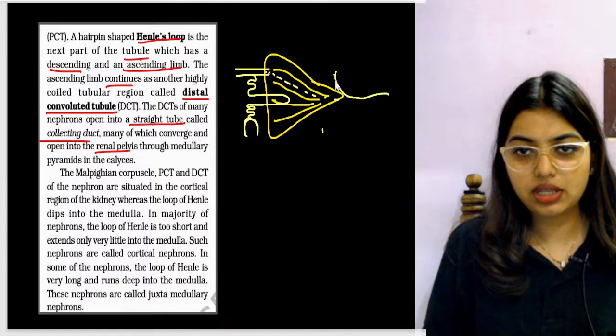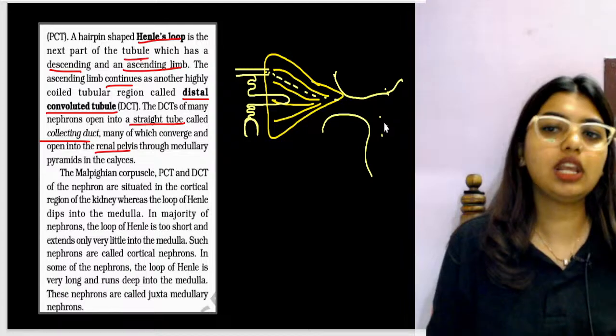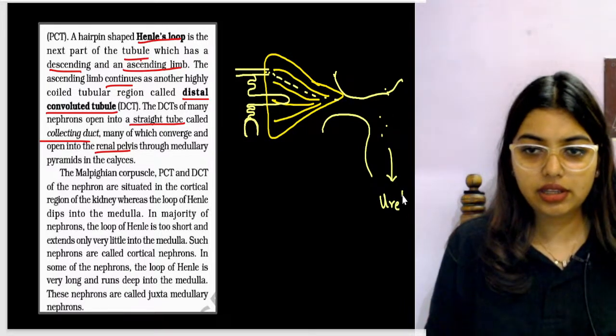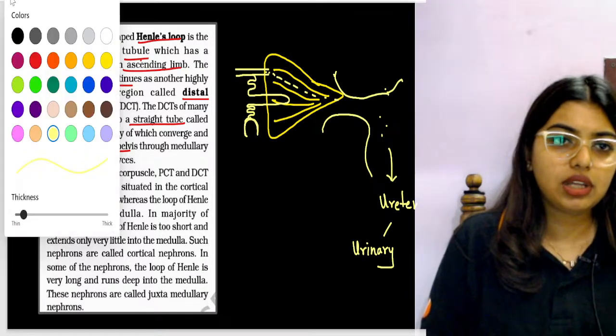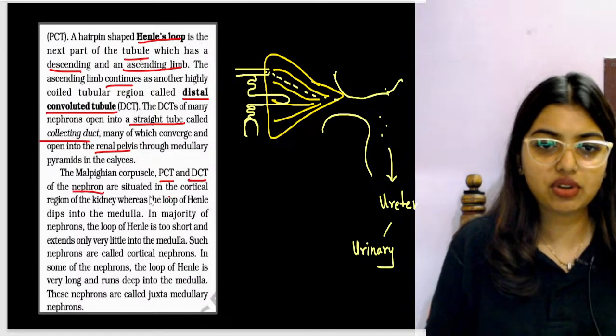This portion is the renal pelvis. It extends to this portion, the urine is going to come. From there, it is going to go into the ureter. Ureter to the urinary bladder. Clear?